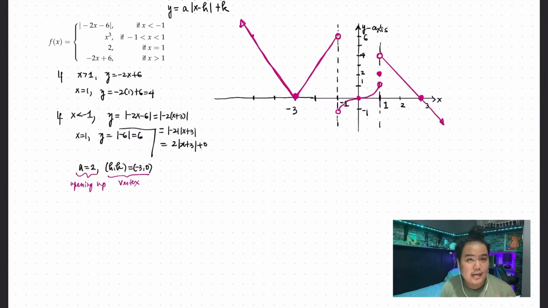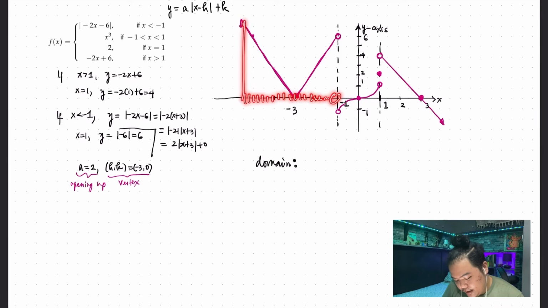Ay, wait lang, bago pala tayo matapos, let us give the domain and the range of f. Ano yung mga x na nagamit? Actually, lahat ng x na gamit maliban kay negative 1. Makikita nyo actually dito yon. So, ayan. Nagamit lahat. Ito hindi nagamit. So, the set of real numbers except negative 1.